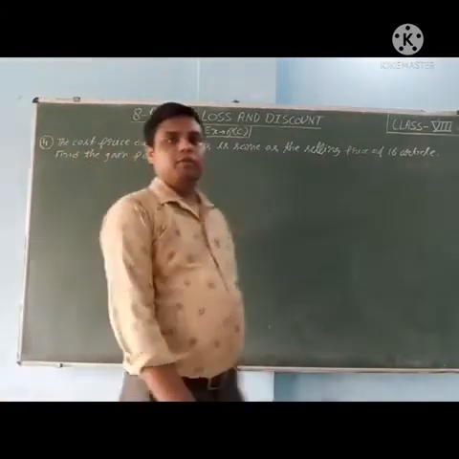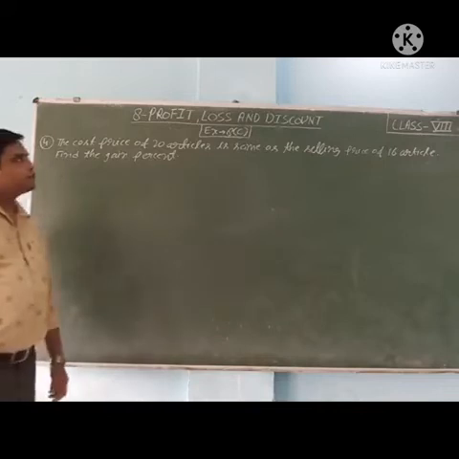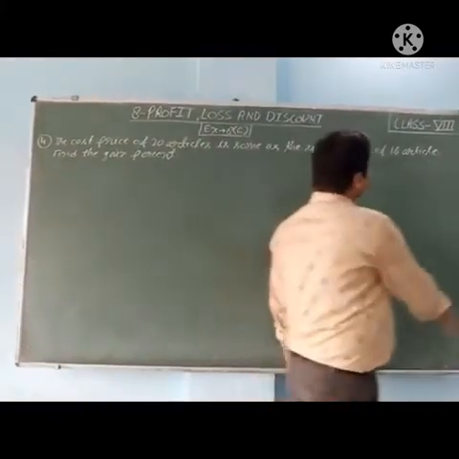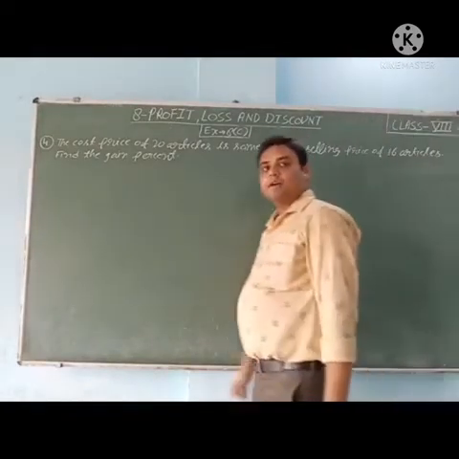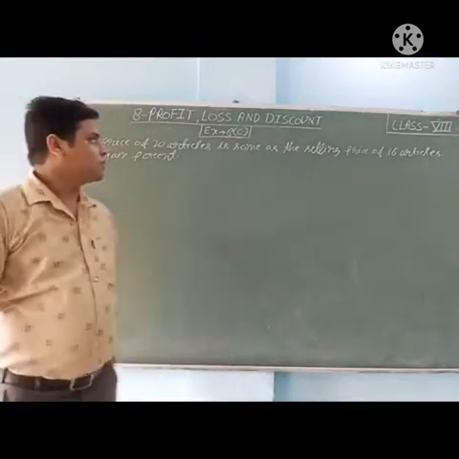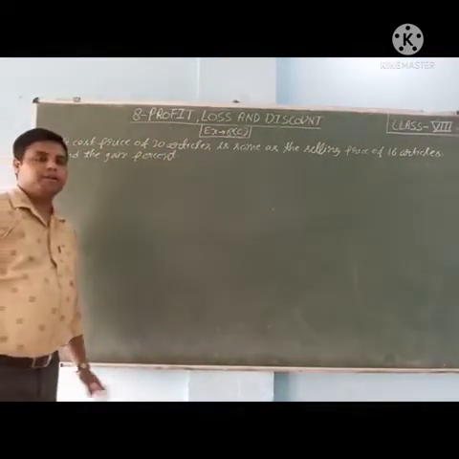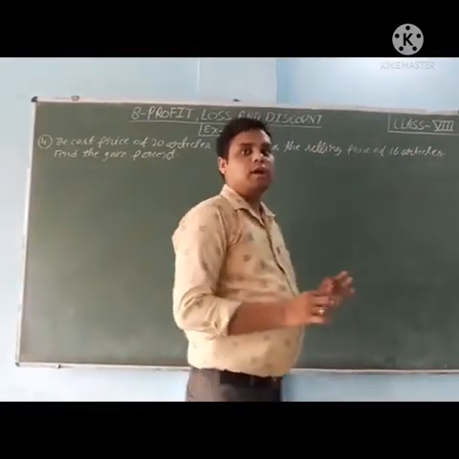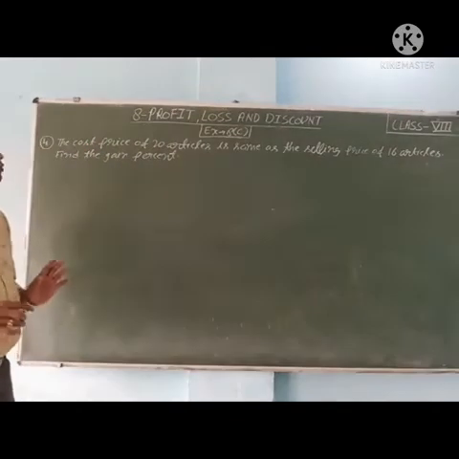Now students, fourth sum. The cost price of 20 articles is the same as the selling price of 16 articles. Find the gain percent. Nothing else is given, only that the cost price of 20 articles is equal to the selling price of 16 articles. This one is given. So we have to find the gain percent.